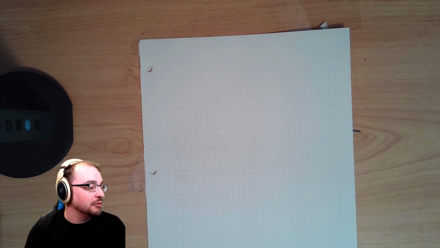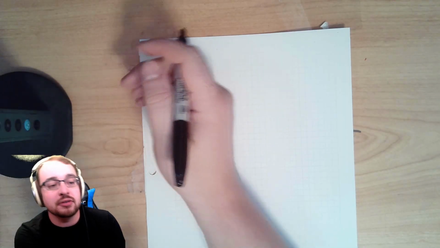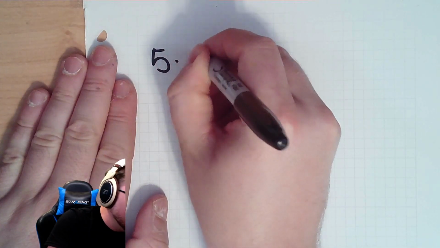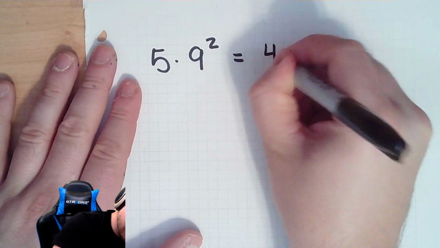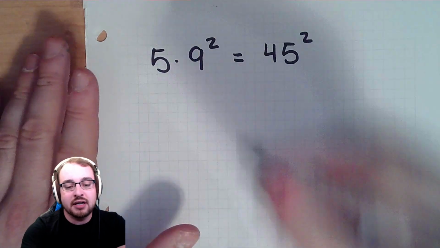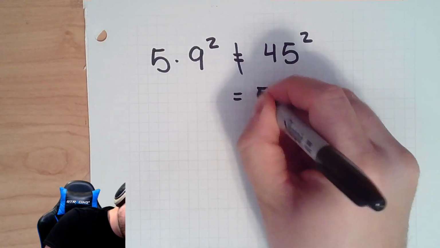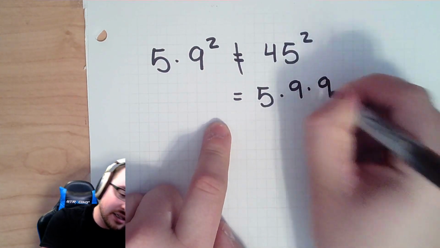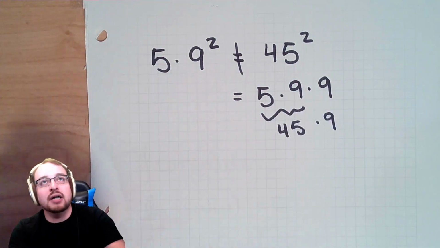First things first, I want to talk about some basics. This is one of the things I saw a couple people get tripped up on. One of the things I saw people get tripped up on was this. They'd have a problem like 5 times 9 squared, and they would say that this means 45 squared. First off, it does not mean that. This sign right here means not equal. That is not true. What it does equal is 5 times 9 times 9, and if you notice, that's not 45 times 45, it's 45 times 9.